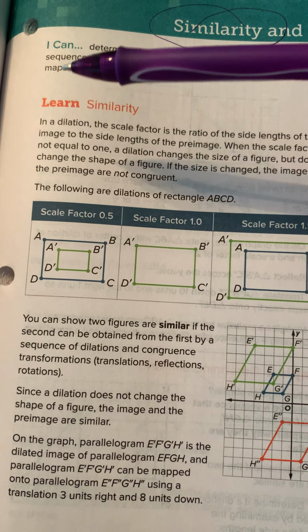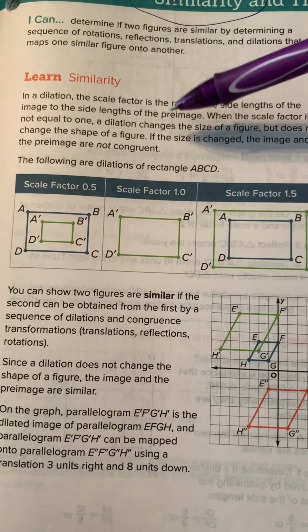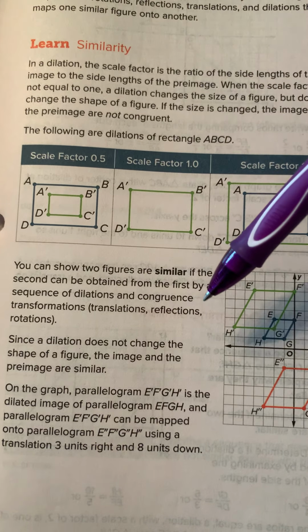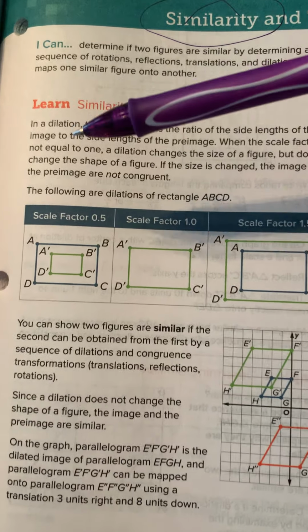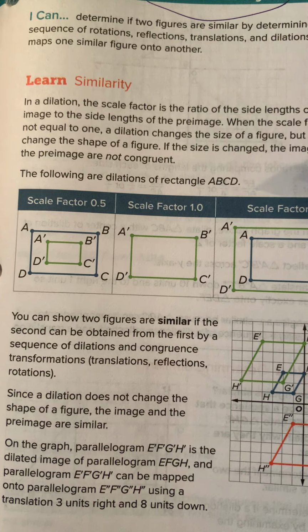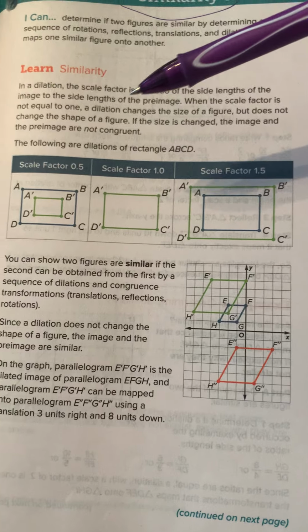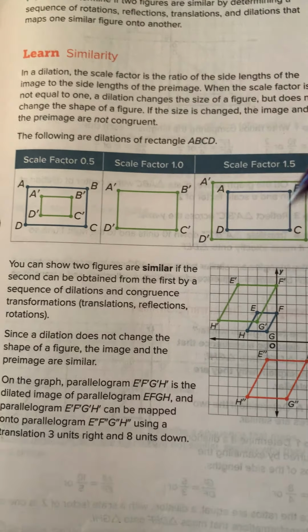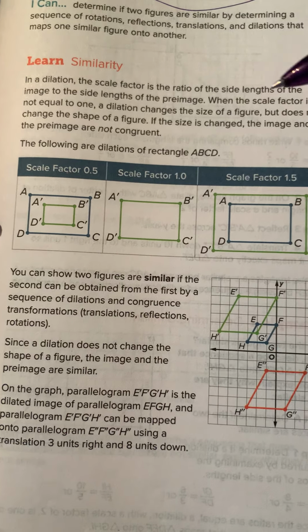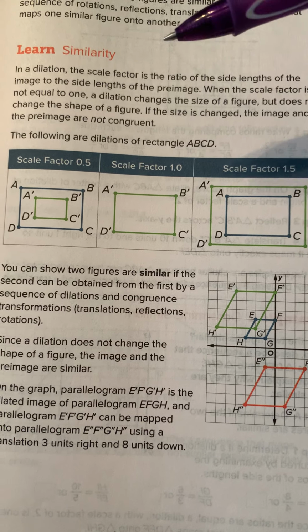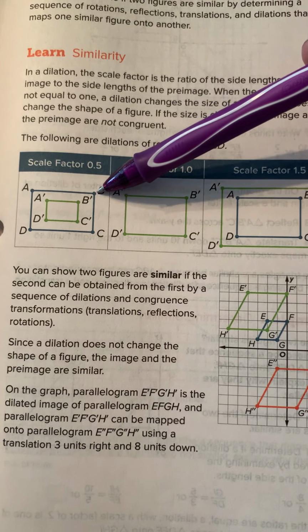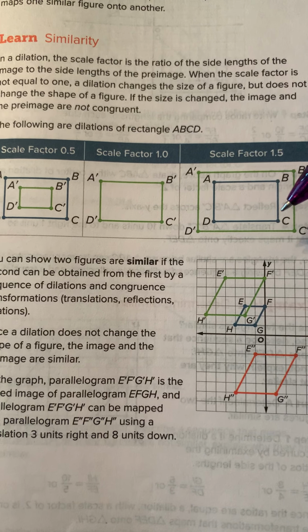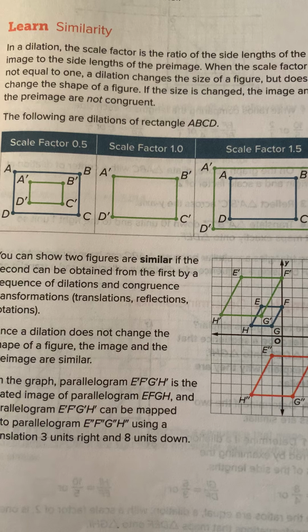So what I want you to just understand is that some figures are similar, even though they aren't congruent. So you can figure this out by dilation and scale factor, so you can make things bigger or smaller. This is good for graphic design, engineering, architecture, all that stuff again.